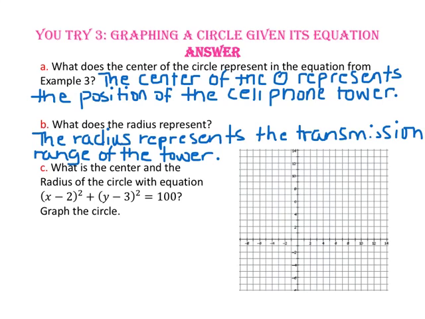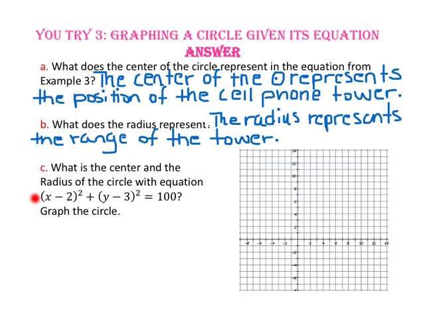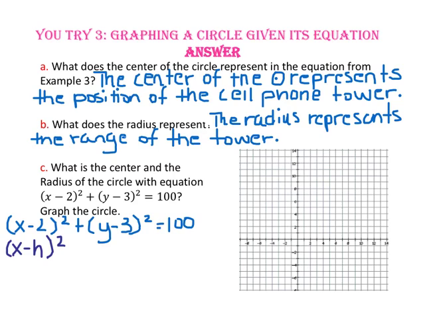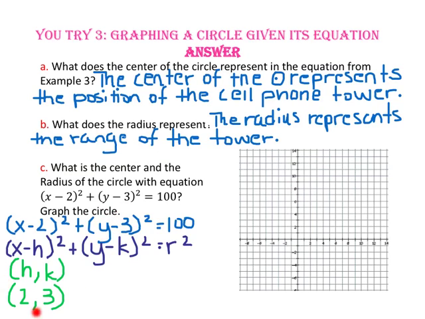For part C, what is the center and the radius of the circle with equation (x - 2)² + (y - 3)² = 100? Graph the circle. Let's begin by rewriting the given equation of the circle. Below that, let's write the standard form of the equation of a circle. (x - h)² + (y - k)² = r². Since x - h is represented by x - 2, h will equal 2. Since y - k is represented with y - 3, k will equal 3. So the center of our circle is at (2, 3).